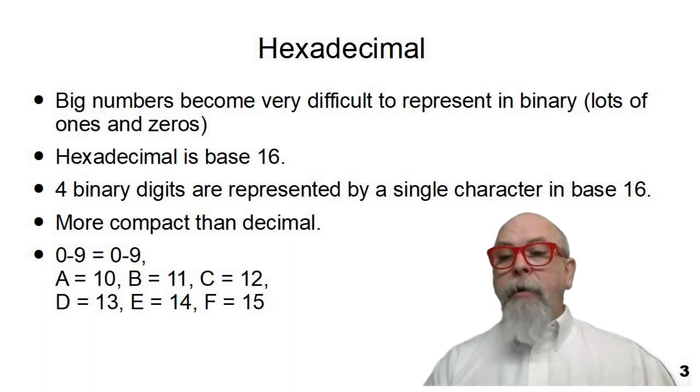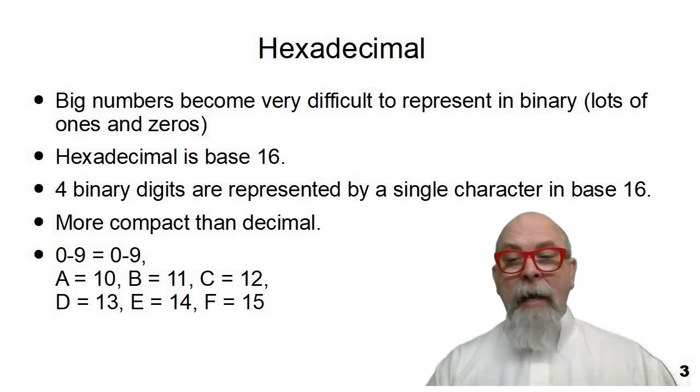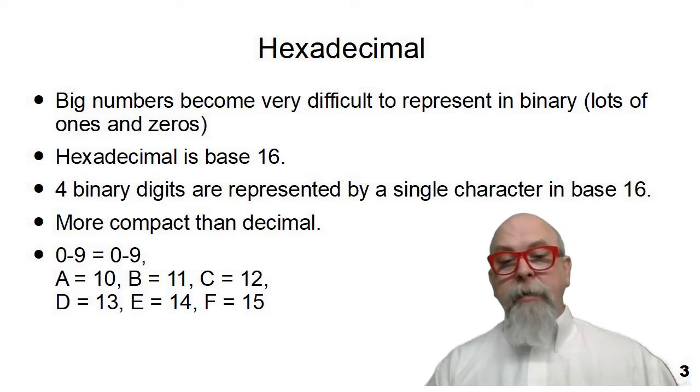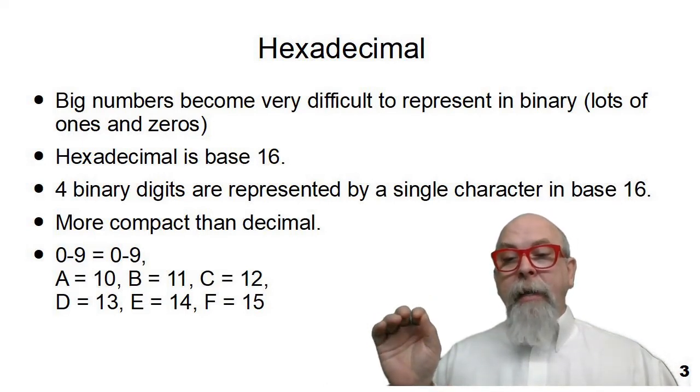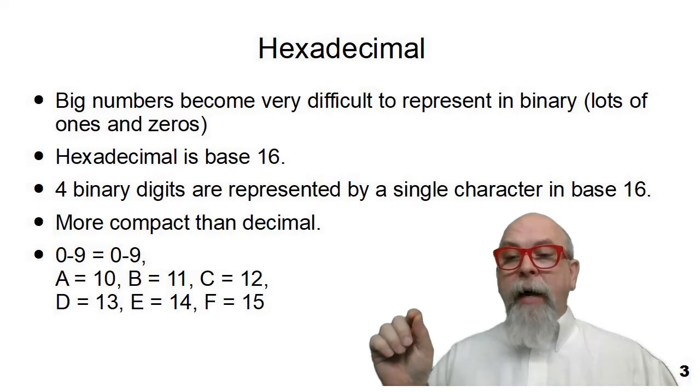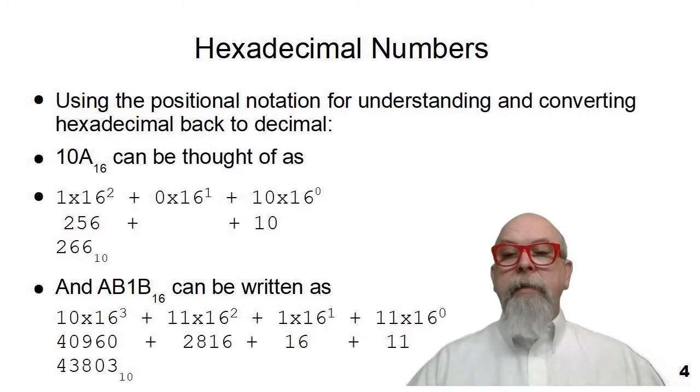Now, because we only have 10 digits, 0 through 9, in the alphabet that we all typically use, we use the letter A to represent 10. We use the letter B to represent 11, and the letters C, D, E, and F to represent up to 15. Imagine, again, if you were born with 16 fingers instead of 10. Each position in the positional notation is a value between 0 and 15.